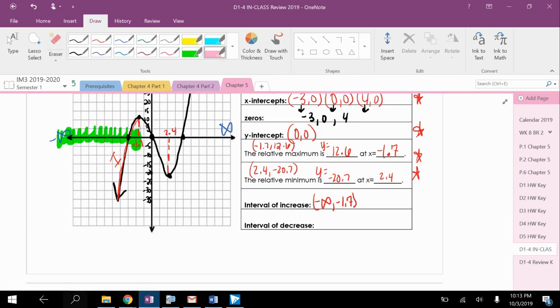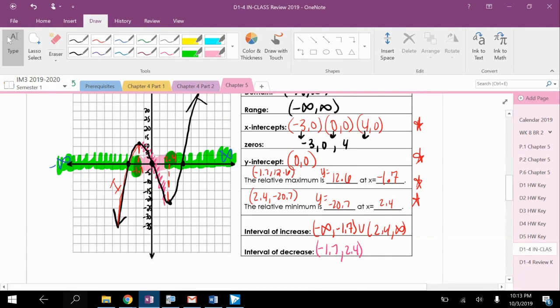So you can see here in pink at negative 1.7 to 2.4 that this is going to start to decrease. So this guy right here is decreasing. So I have negative 1.7 to 2.4. Where I stop is where now I start. So I'm going to go from 2.4 all the way to positive infinity, and that's going to be where it increases. So 2.4 to infinity. Again, if you look from left to right, this guy is going to increase right here. So increase. And then this guy was decreasing.